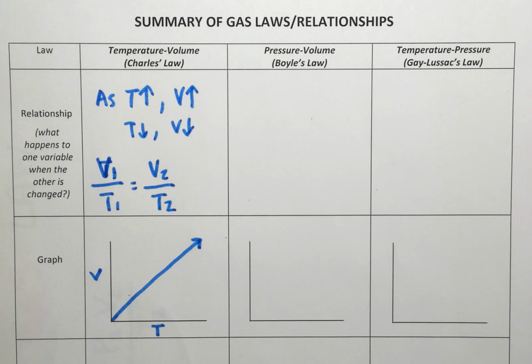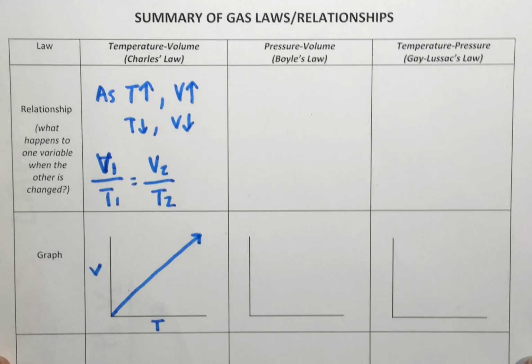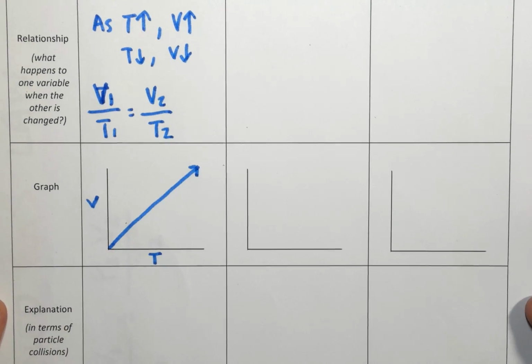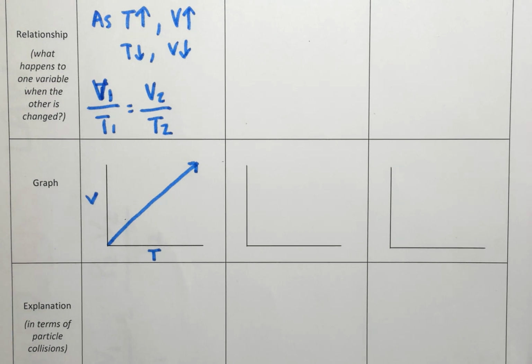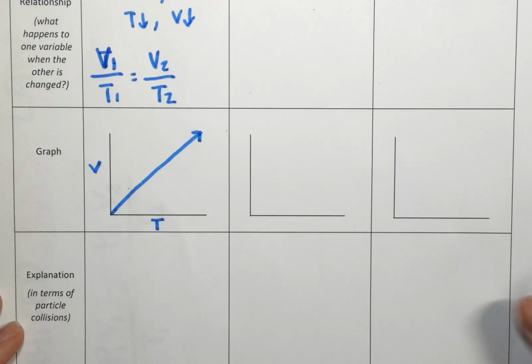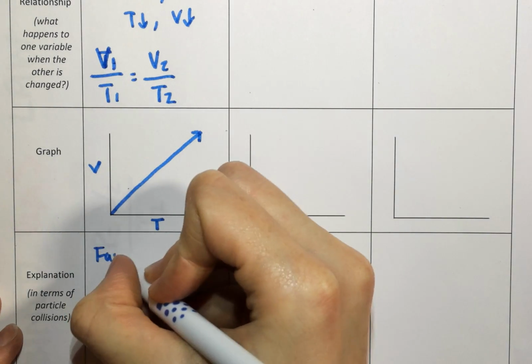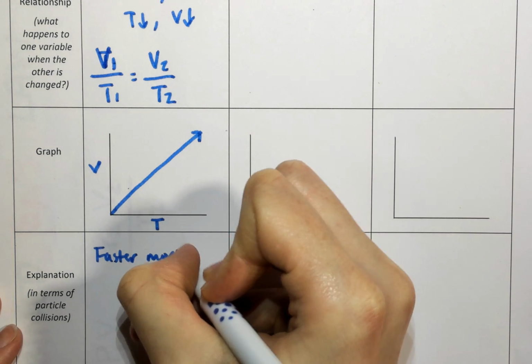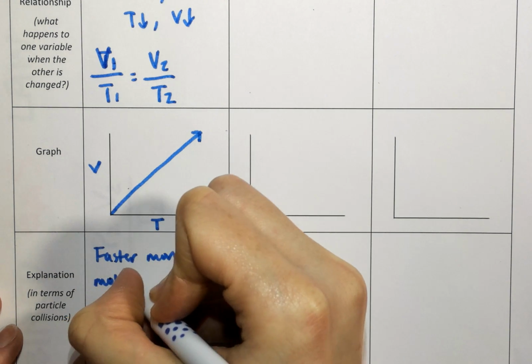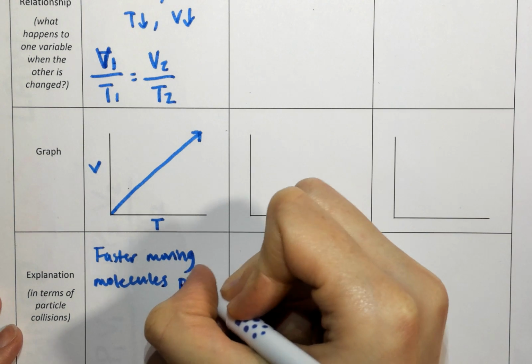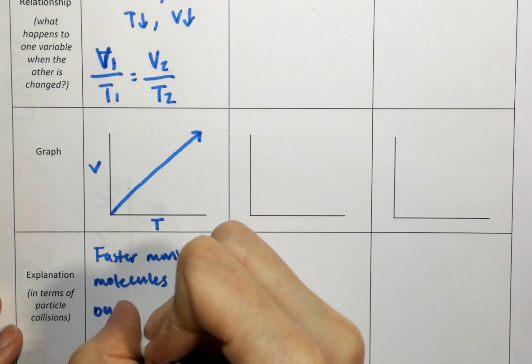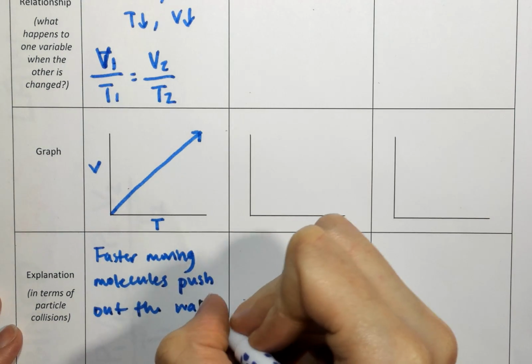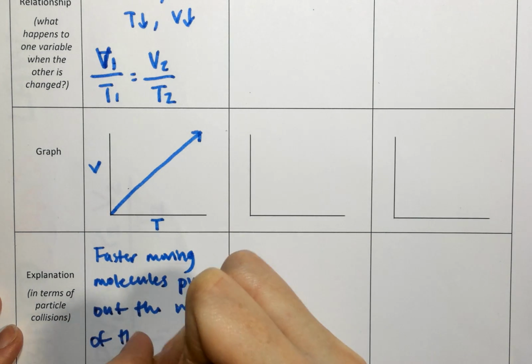And if we stop and think on a particle level, what's actually happening here? When we increase temperature, you guys know that means I'm increasing the kinetic energy of the molecules. Those molecules are moving around faster and faster. So you can say that faster moving molecules push out the walls of the container.